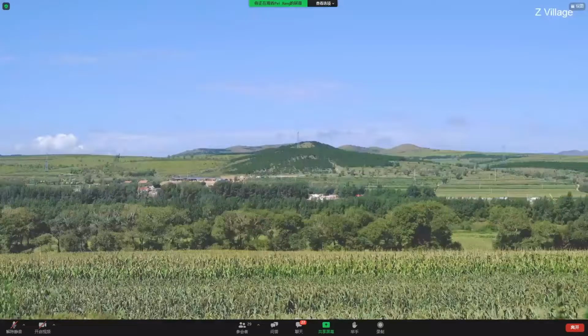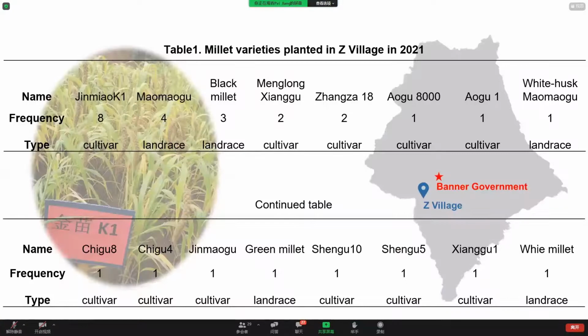So I investigated that village. It's a middle-sized village with 13 village groups and 1,046 residents. There are more than 1,600 mu of confirmed arable land and more than 9,000 mu of which are planted with millet this year. So we can see in table one, Jingliao K1 is the largest planted millet variety this year. It's a new herbicide resistant variety, which was bred from the variant of a traditional variety Jingliao. This new variety was first introduced in Liaoning province, another province of China, in 2018.